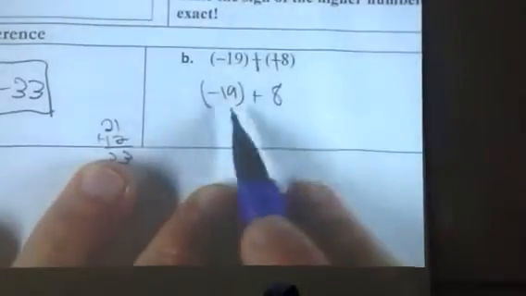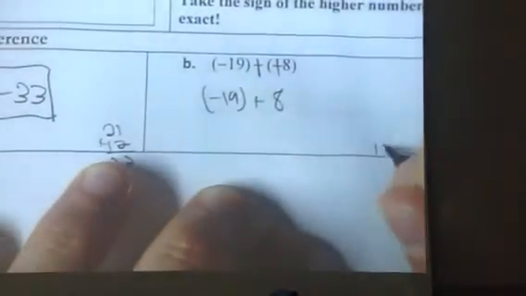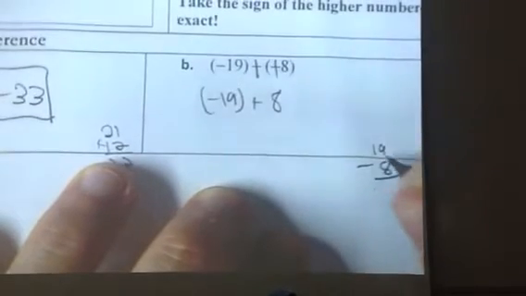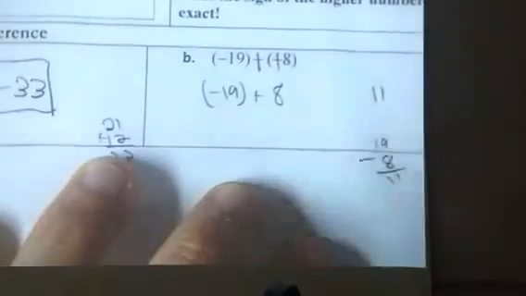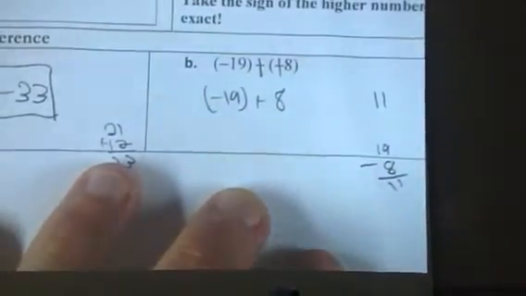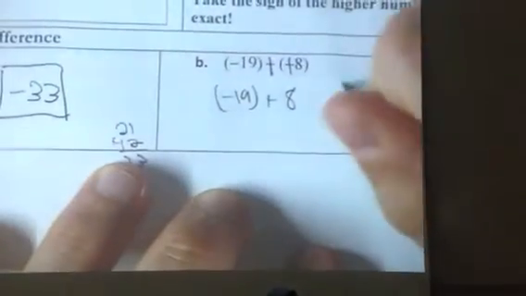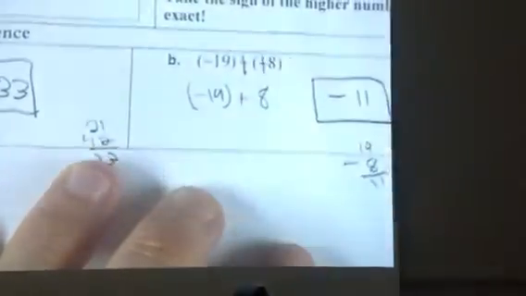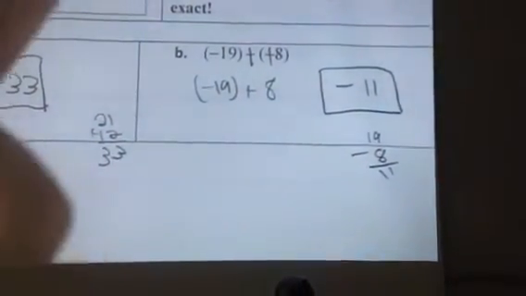Are these signs the same or are they different? Well, they're different. This is a negative, this is a positive. So I subtract. 19 minus 8 gives me 11. Same signs add and keep, different signs subtract. Take the sign of the higher number. Which one of these is higher? 19 is higher than 8, so we make this a -11. And there's my final answer. Okay? So change subtraction to addition, change the sign of the second term, and follow your addition rules.